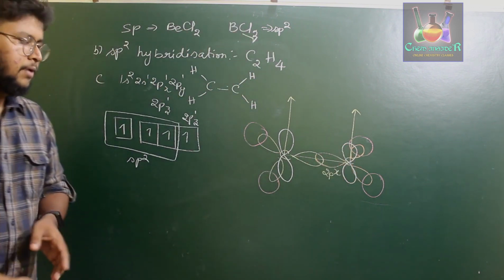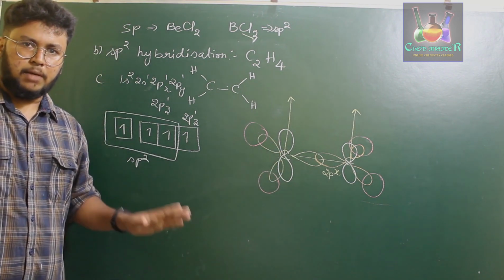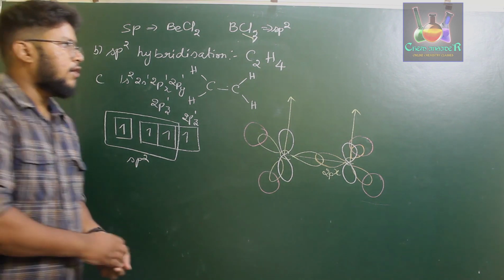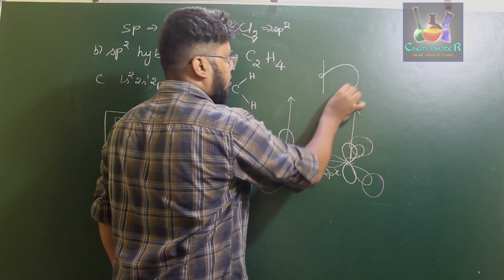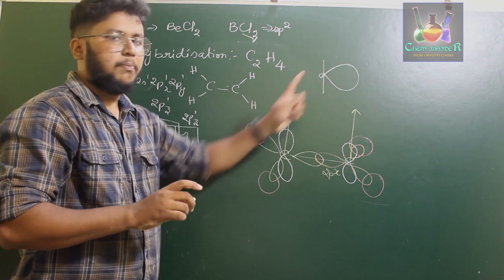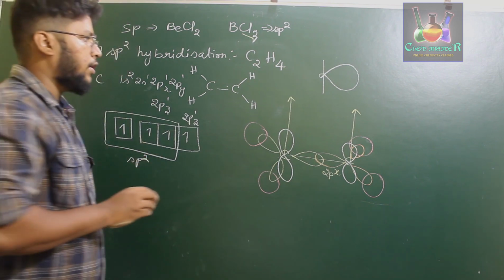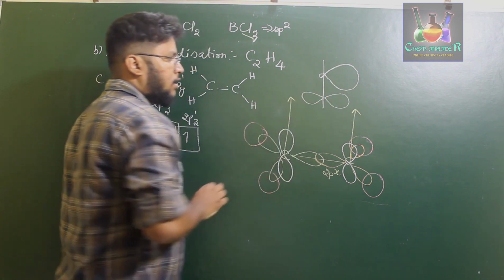And why am I writing a double lobe? That particular 2pz orbital is not undergoing any hybridization. So if an orbital undergoes hybridization, the orbital will be of the shape like this. If it is not undergoing hybridization, the shape of the orbital will be the same on both sides like this.